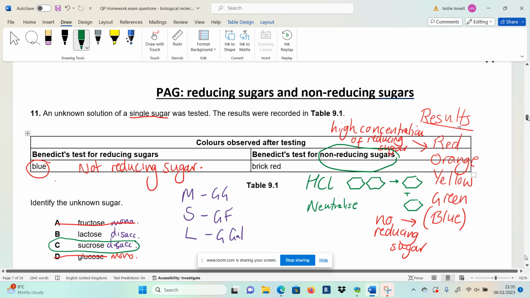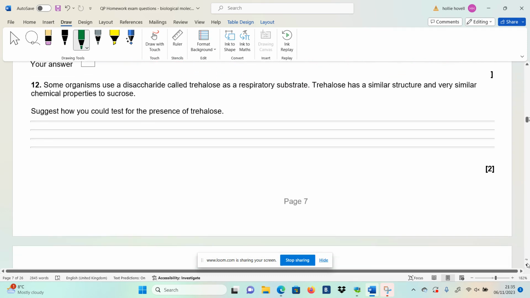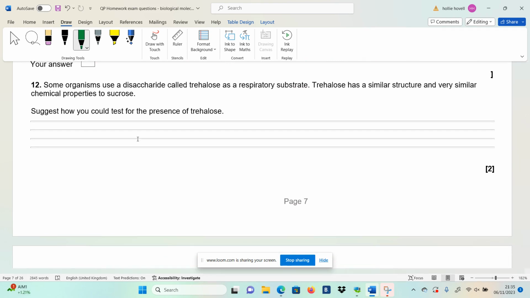Okay, let's go down to the next one. Some organisms use a disaccharide called trehalose as a respiratory substrate. So we've talked before about how they're going to use molecules that you haven't learnt about to see if you can apply what you have learnt to a new context. So they use it as a respiratory substrate. That means that they use it for respiration. Okay, so they use it in respiration. They break it down to try and produce ATP to release energy.